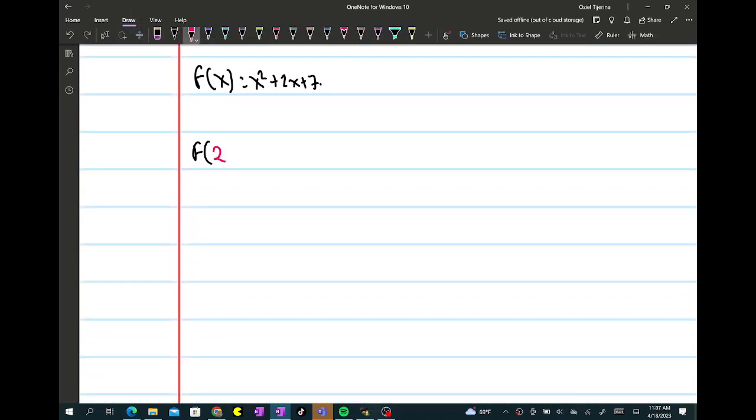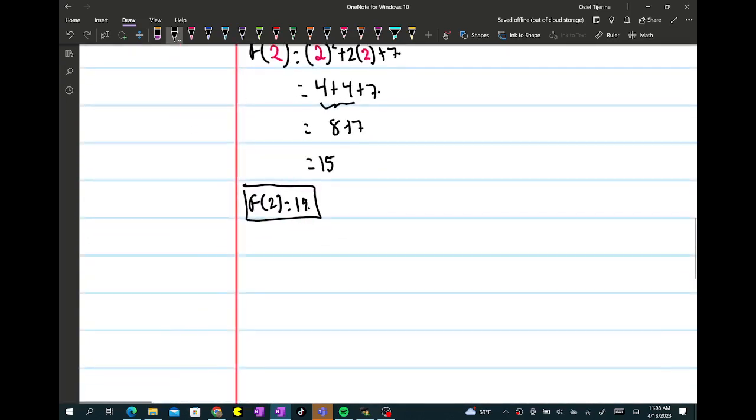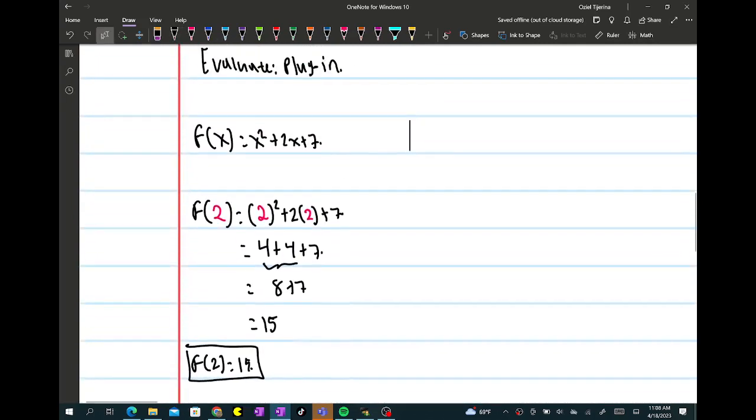So we have f of 2, and this is going to be 2 quantity squared plus 2 times 2 plus 7, right? So this equals, 2 squared is 4, and then plus 4, and then plus 7. Then we just combine our terms. This is going to be 8, and then plus 7, and this is equal to 15. So we know that f of 2 is 15. So that's how you do part A. And that's really all we have to do, is just plug it in.